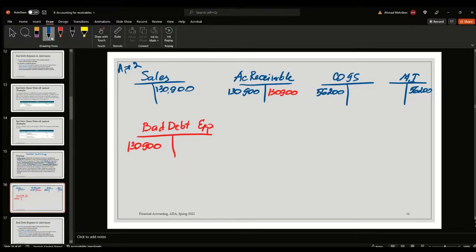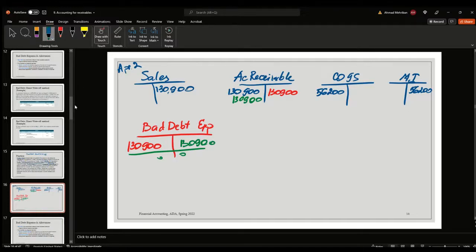Let me change the color to show you the reversing entry. The reversing entry is going to be very simple. Bad debt is going to go to 0. So we've zeroed it out. There's no more bad debt. And this 130,900 is brought back to accounts receivable on the debit side. This is the reversing entry.